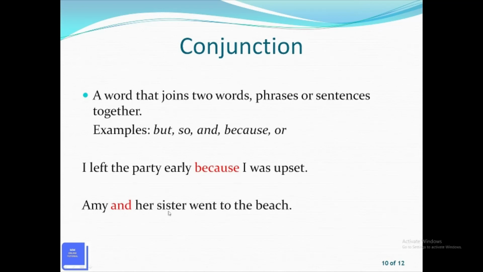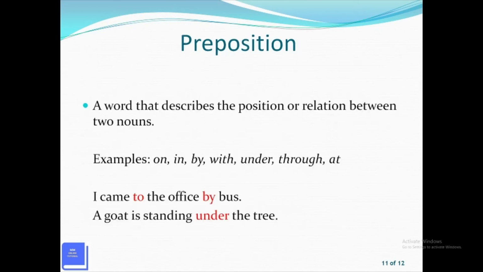Ami and her sister went to the beach. Here Ami is a noun, her sister is also a noun, and 'and' is the conjunction, right? So 'and' joined two nouns here, Ami and her sister. I hope you understood the uses of conjunction and how to find the conjunction in a sentence. Let's move to the next part of speech, which is called preposition.